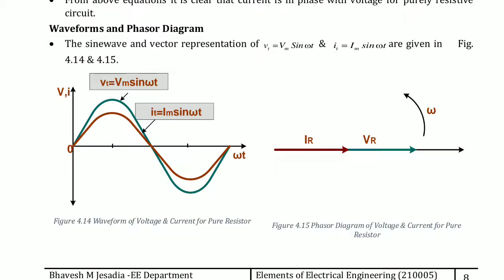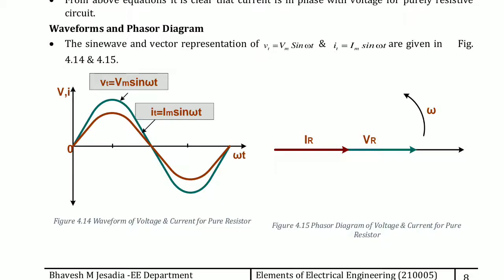Here the x-axis is taken as a reference. The voltage is the green color, and it is along the x-axis only.